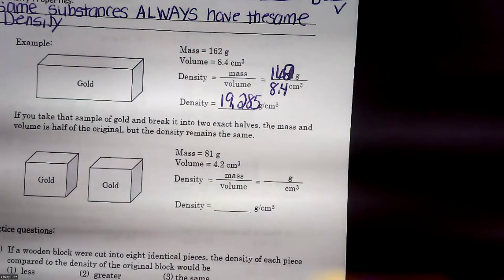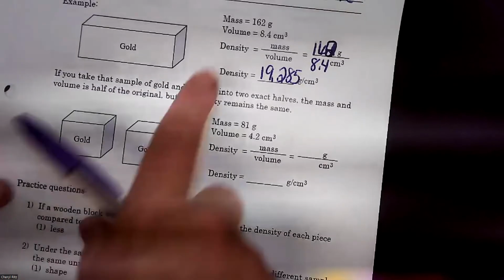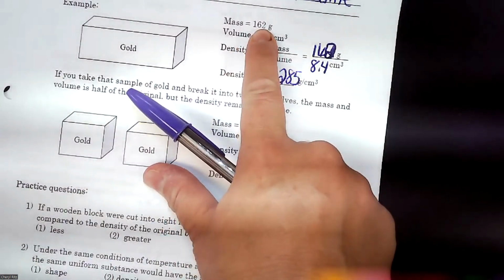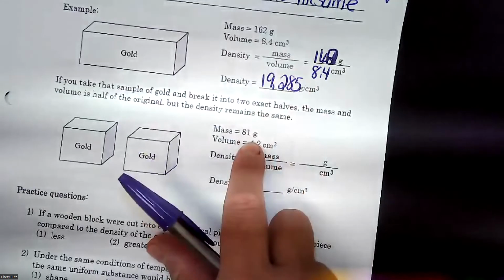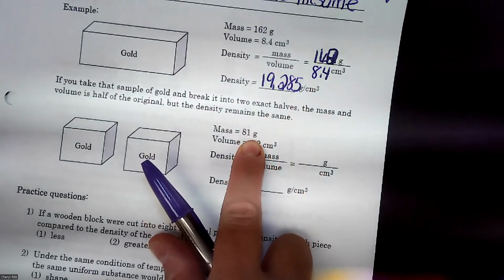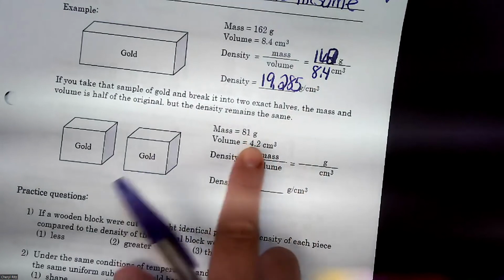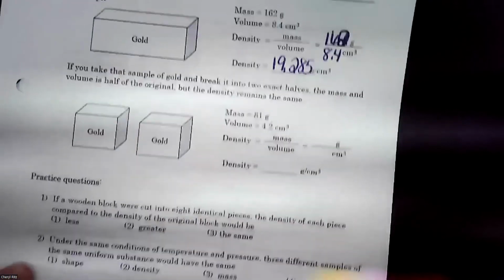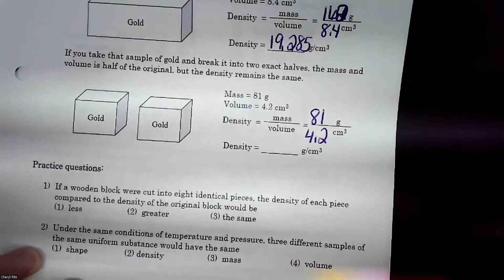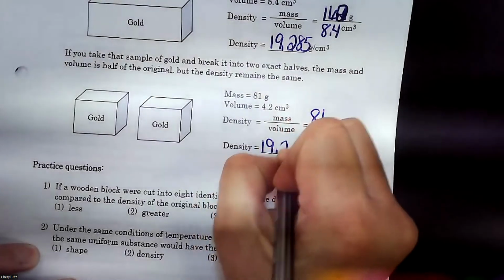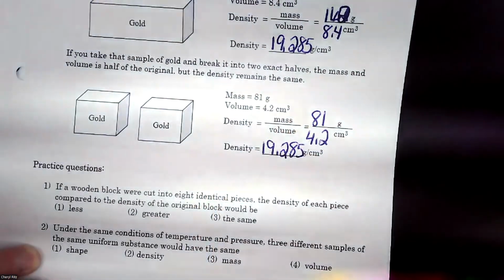Now, I'm going to slice that gold bar into two perfectly even pieces. When I cut something that's 162 grams in half, how much will each piece weigh? 81, which I already put there for you. And when I cut something that's 8.4 in half, how much is it? 4.2. Plug that in. 81 divided by 4.2. It is the exact same answer.